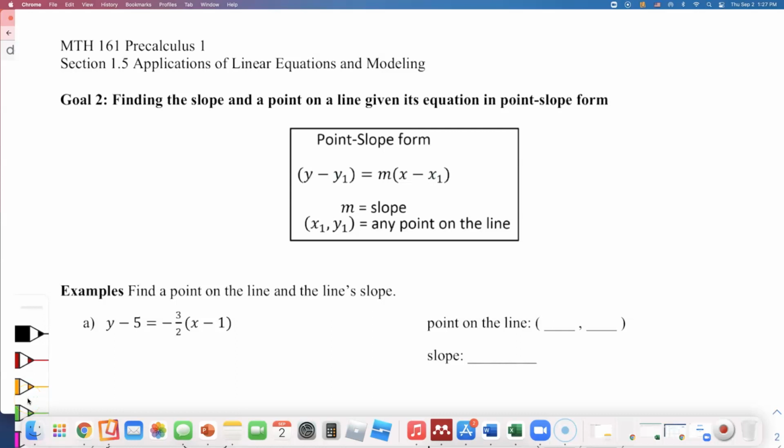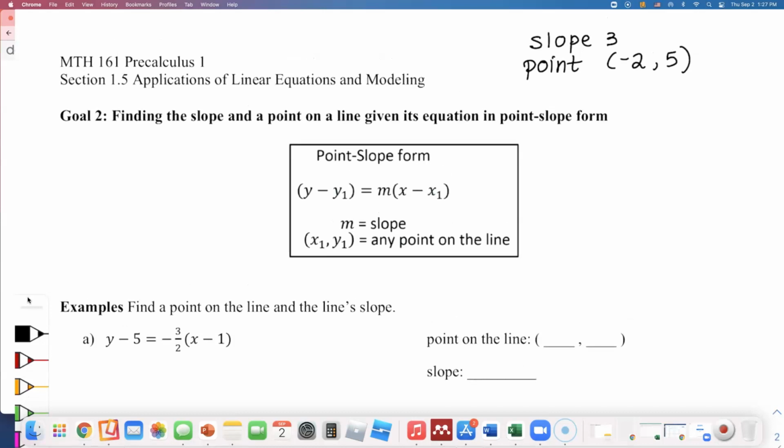So we're revisiting the point slope form that we talked about in section 1.4. So we're doing it backward this time. Instead of, this is what we were doing. Here we said, hey, slope is 3 and a point is, I'm just gonna make up an example, -2, 5. We were to write an equation of a line that passes through the point -2, 5 and has a slope of 3.